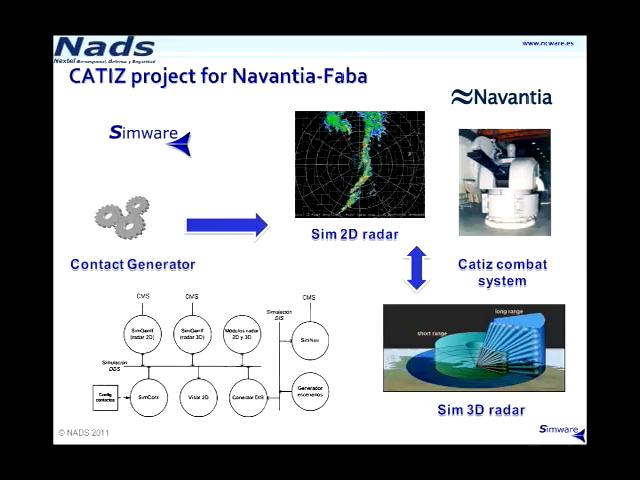The simulation elements, 3D radar and 2D radar, that communicate with the combat system will obtain information about radar contacts and their own-ship information from a common contact generator. The project simulates over 200 contacts in real-time simulation, with DDS and SimWare.